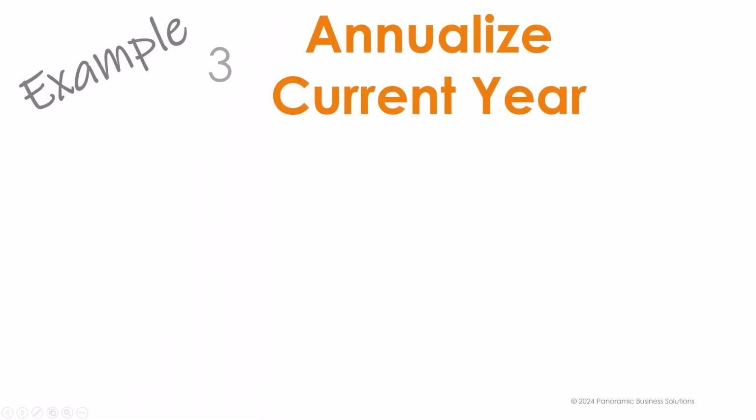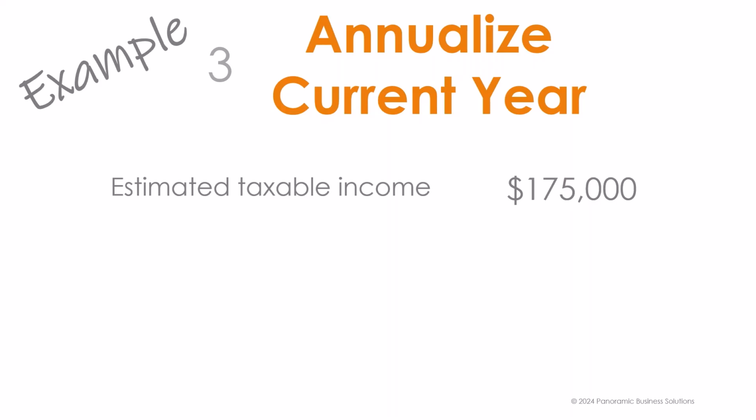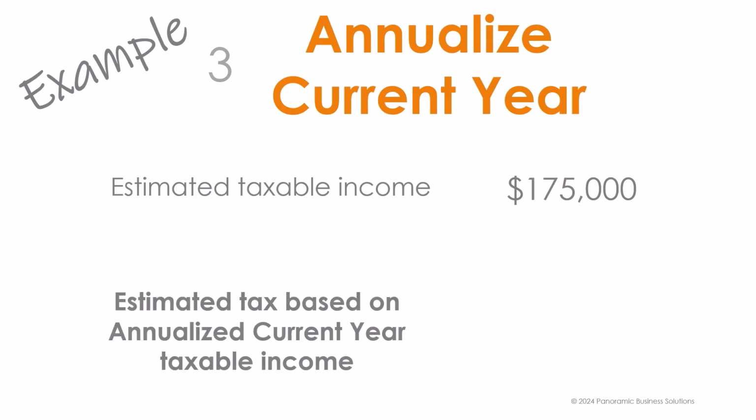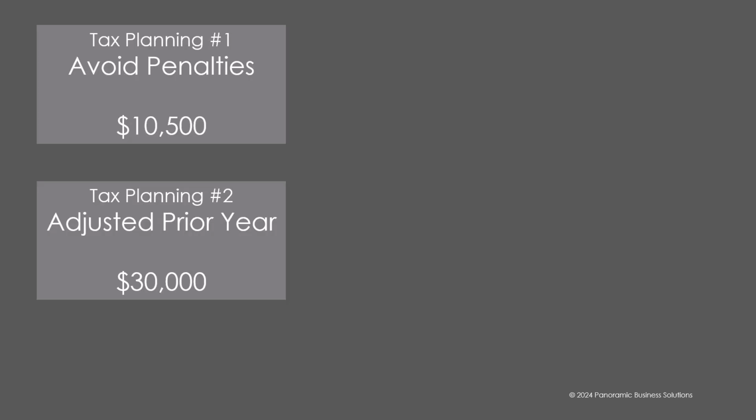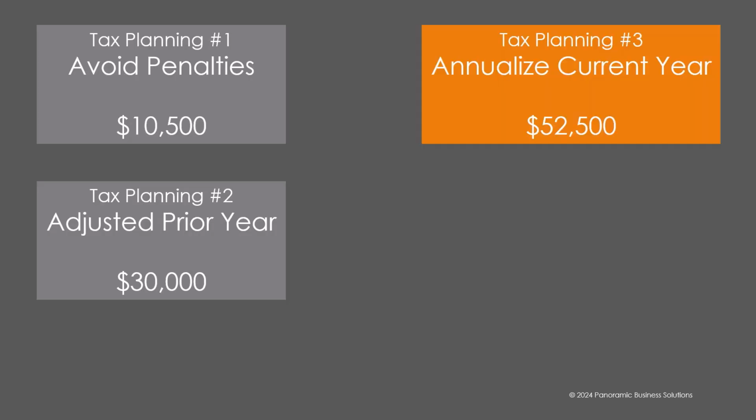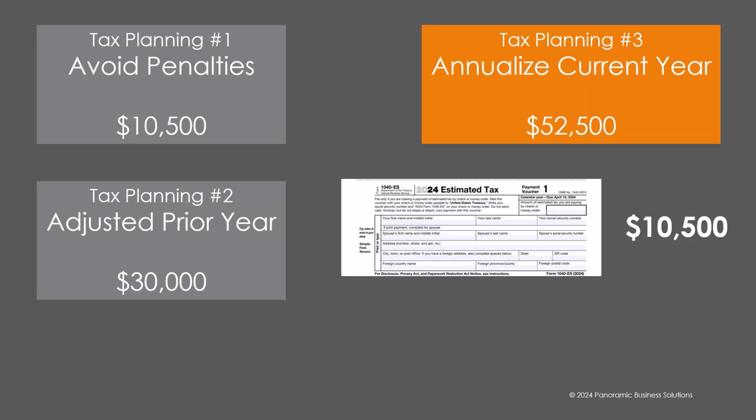Here's an example of what this could look like. Let's say that you meet with your tax accountant and your business has grown quite a bit. So your taxable income is $175,000. At a 30% tax bracket, you have estimated taxes of $52,500. If you continue to pay that $10,500, you're going to owe the difference of that $42,000.